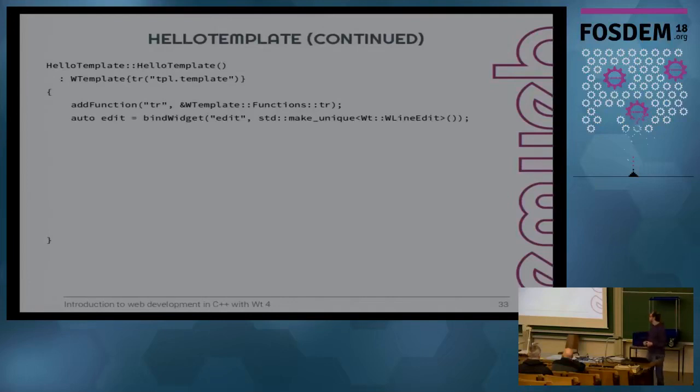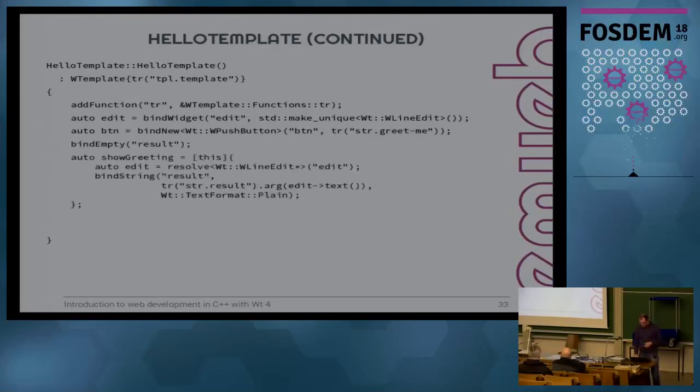Then you create a new WLineEdit again, but then you bind it to this edit variable with bind widget. And we also have a shorter form of that, bind new. So we bind a new push button to the btn variable, and then every subsequent argument is just passed into the constructor of a WPushButton. So we'll also use the tr function to get this greet me message. And now we'll leave the results empty for now.